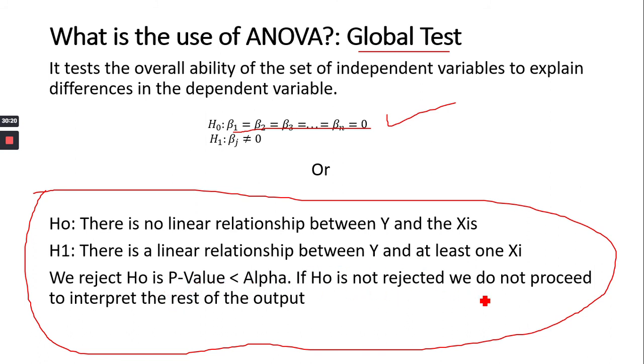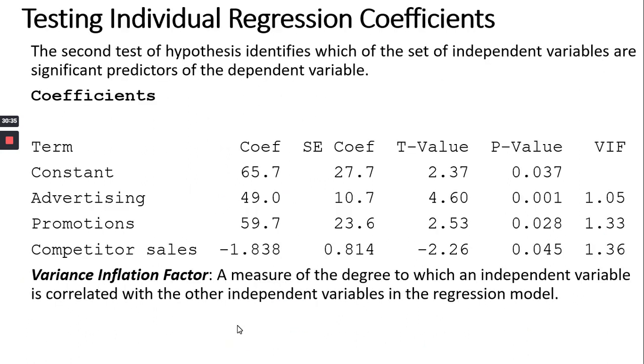If H naught is not rejected, we do not proceed to interpret the rest of the output, because we are saying this relationship does not exist. So what other interpretation would you have to do? But if we reject H naught, then we proceed to interpret the rest of the output. Now, I have brought again the same output, testing individual regression coefficients. Ladies and gentlemen, I think I've explained this. So we basically use this one.